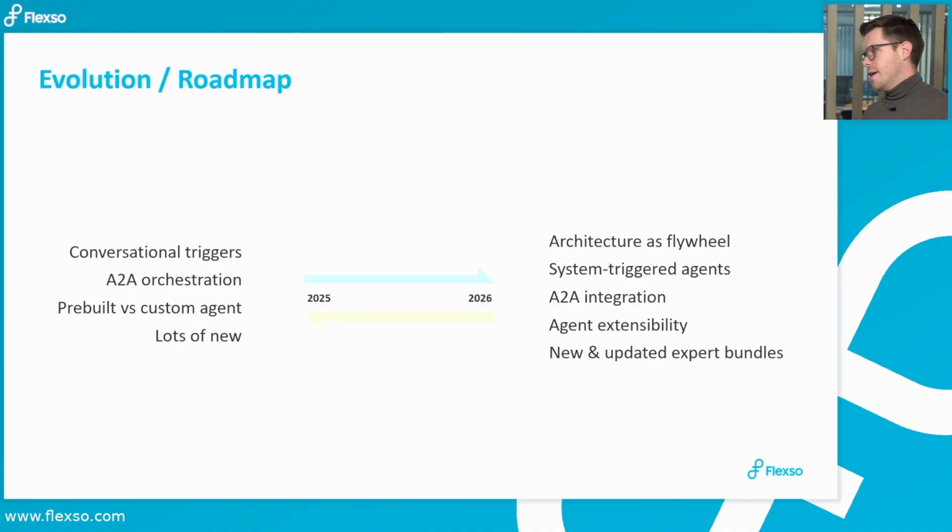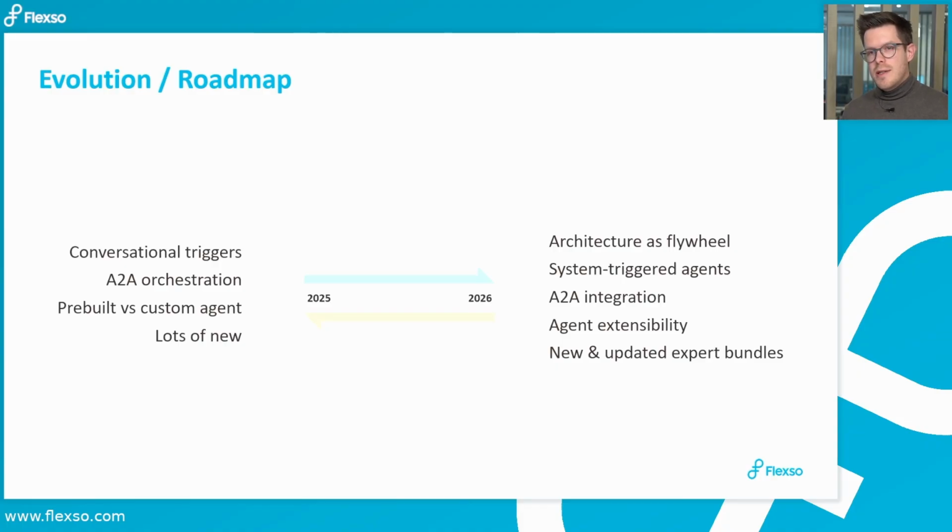But you also have A2A integration. So we saw orchestration, but the integration is that you can also have external agent-to-agent, so that some external agent can maybe even connect to Joule via the agent-to-agent protocol.